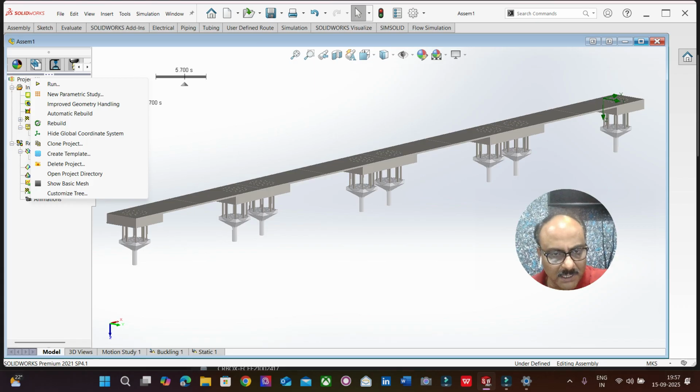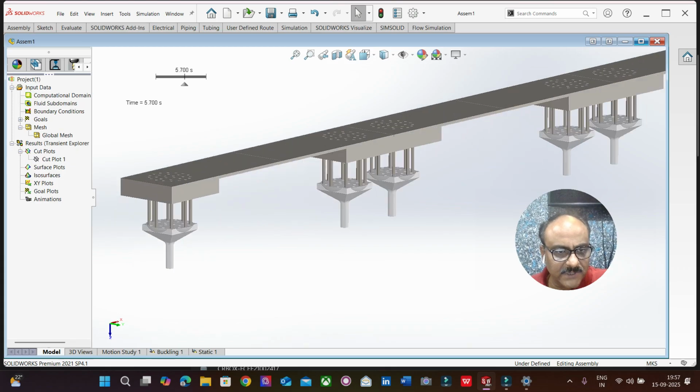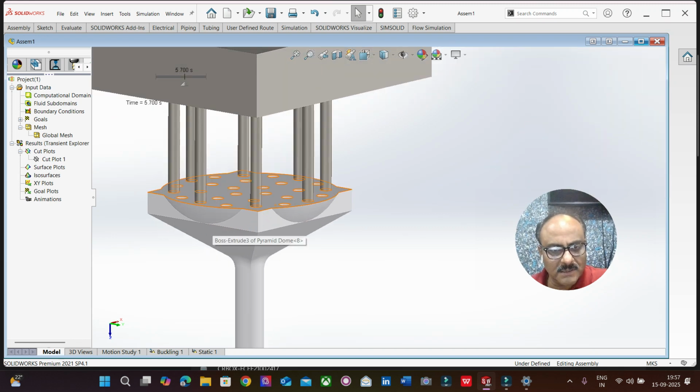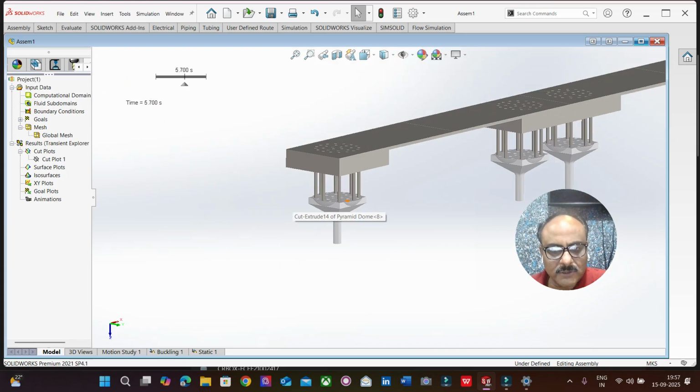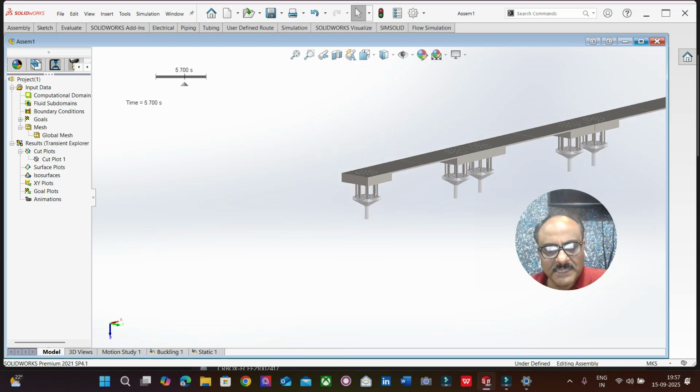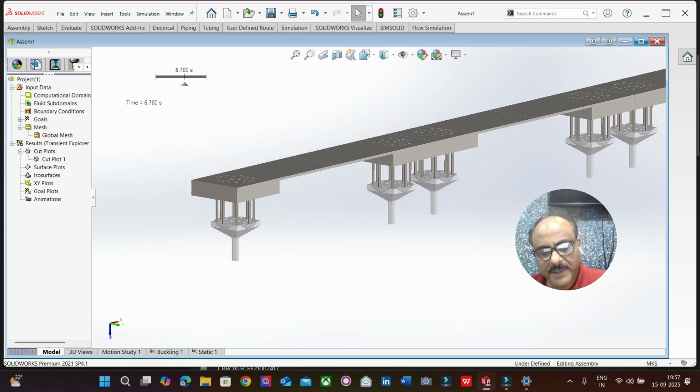So what we are doing is we assume that the water is up to this location, the brim of this particular pier cap. So let's assume that the water is flowing up to the brim of the pier cap. That's the assumption that we are going to make.